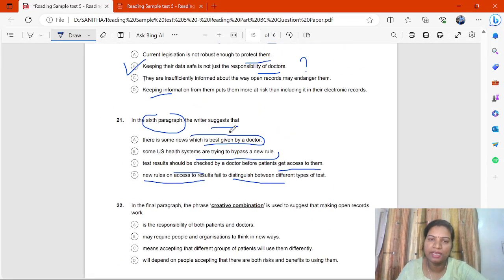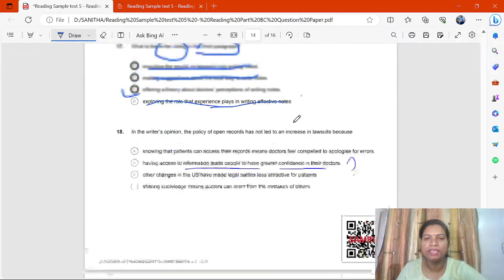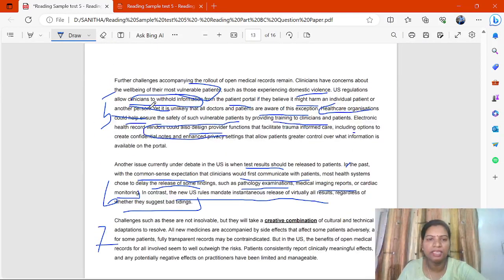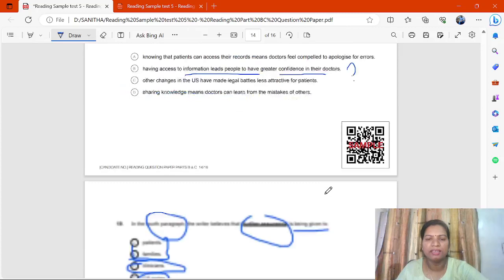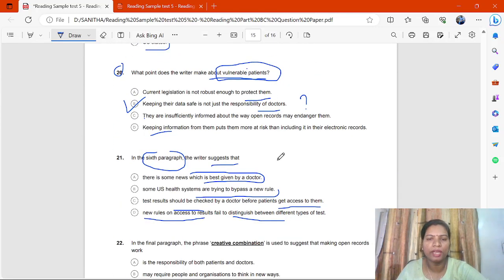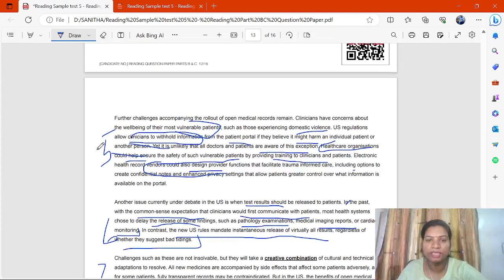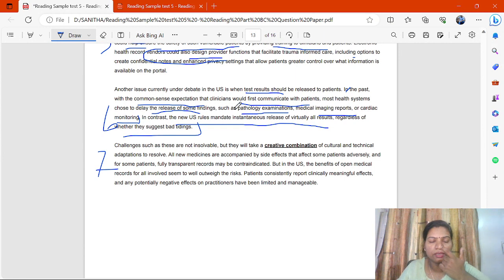In the sixth paragraph, the writer suggests that there is some news which is best given by a doctor. But here they are saying in the past, it's a common sense expectation that clinicians would first communicate with the patient. Some information is matching here. So you can make a query here. Some US health systems are trying to bypass new rules. Some US health systems, you have to check. Go to the passage and match the option.